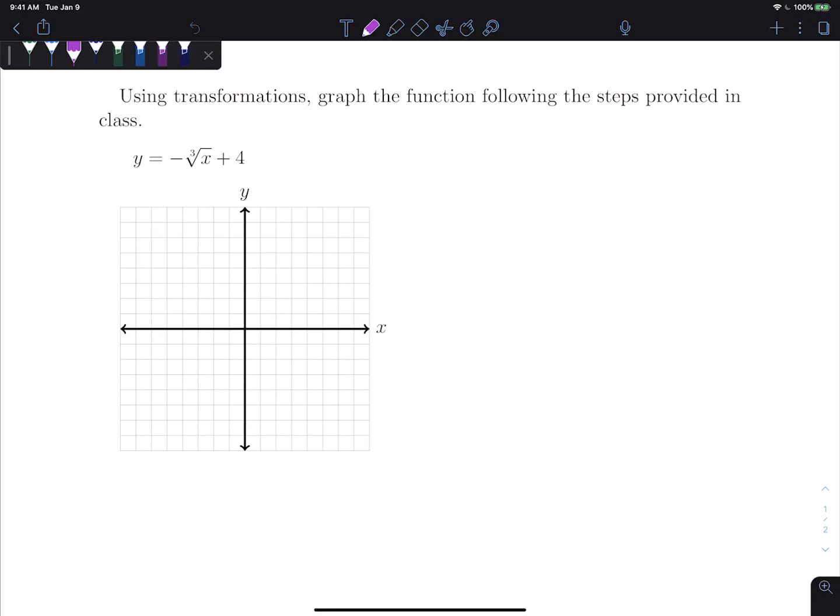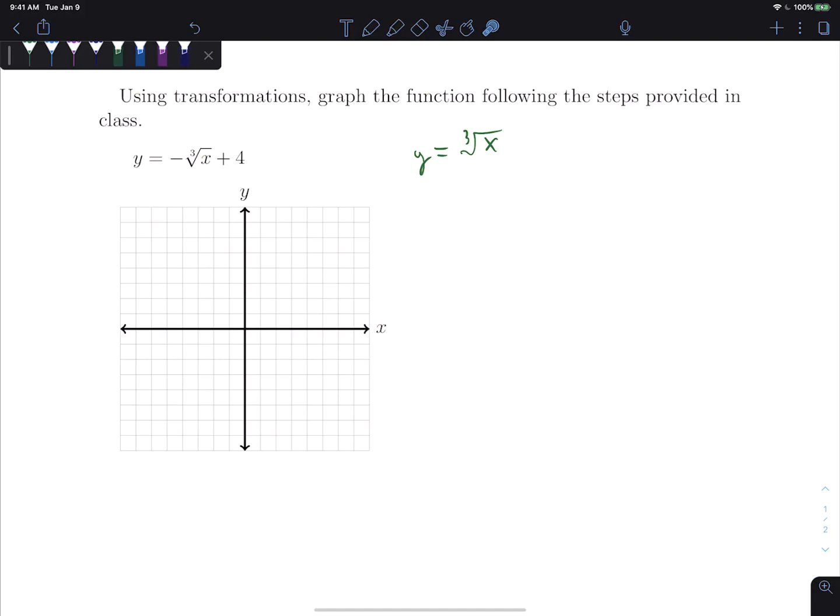Hello. In this video, we're going to use transformations and graph the function using the steps provided in class. So we have y equals negative the cube root of x plus 4. Again, we want to identify the parent function, getting rid of any multiplication or any addition or subtraction. That's going to leave us with y equals the cube root of x.